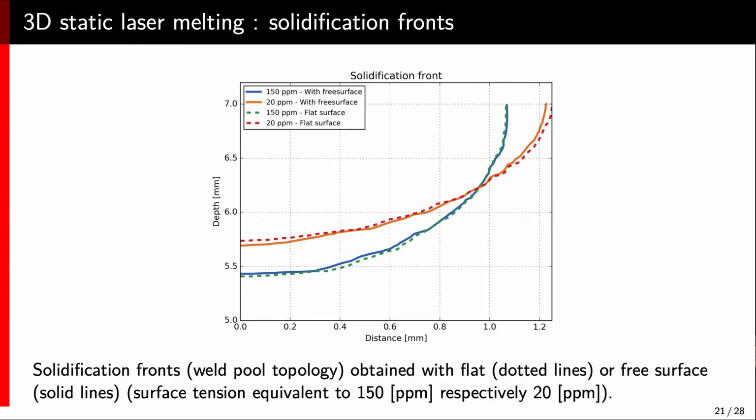So it is easy to see the worth of using a free surface in that kind of case. Here you can see, again for the two types of gamma prime, the shape of the melting pool with or without the free surface. And you can see that the curves are actually quite similar. So for that particular case, the static laser melting, it may not be very useful to introduce the free surface deformation.